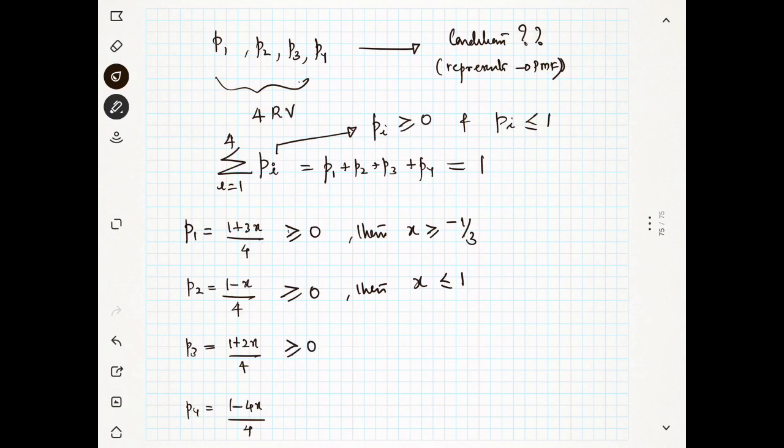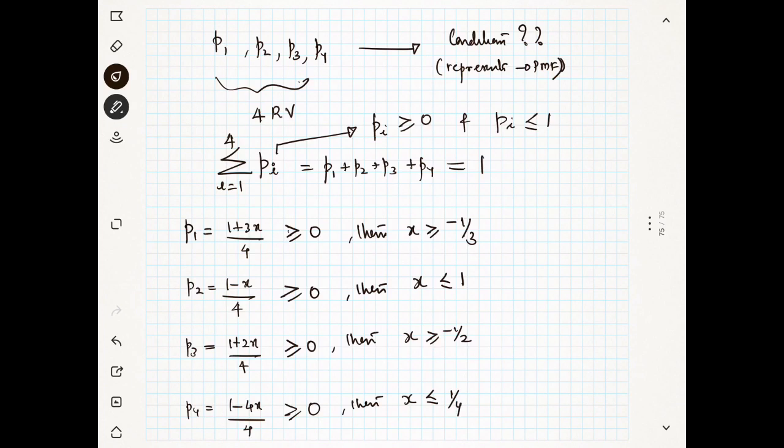Similarly, this should be greater than 0. Then what is the condition? Then 1 plus 2x should be greater than 0. That means your x should be greater than or equal to minus 1 by 2. Okay. Similarly, for p4 to be greater than 0, what is the condition? The condition is 1 minus 4x greater than 0. That means x should be less than or equal to 1 by 4.